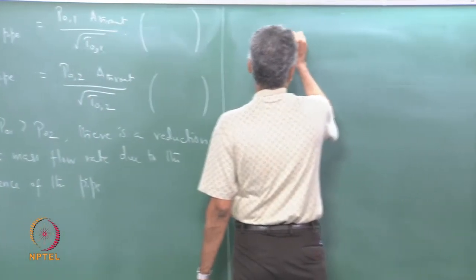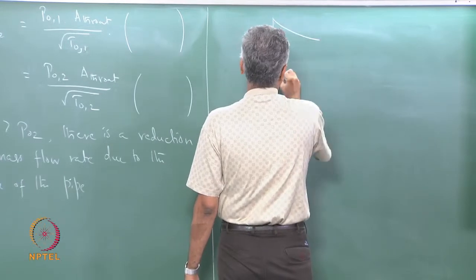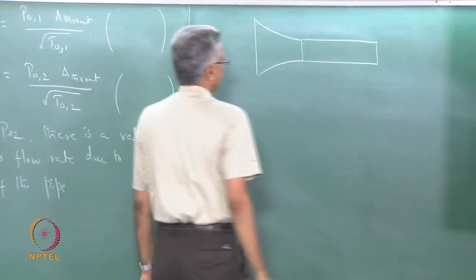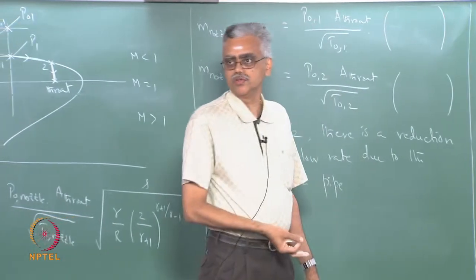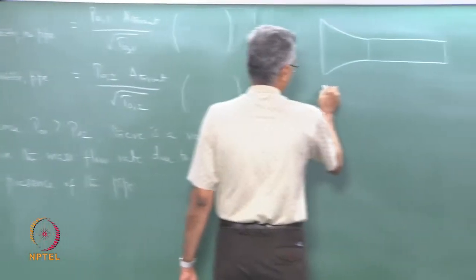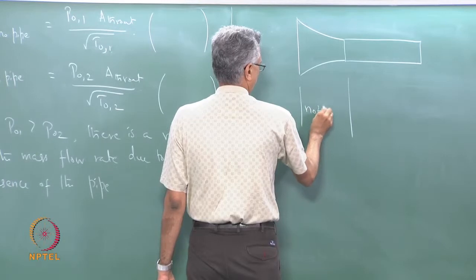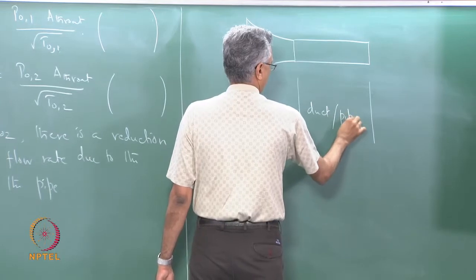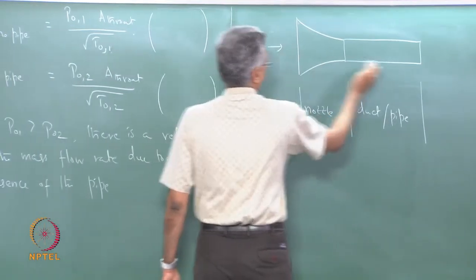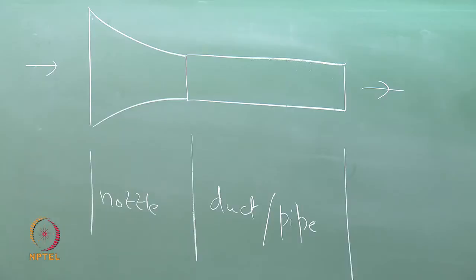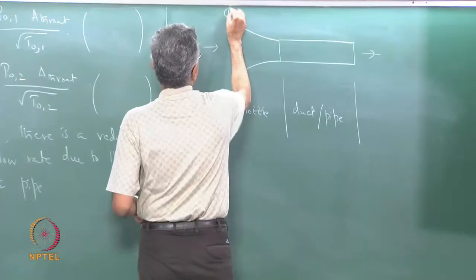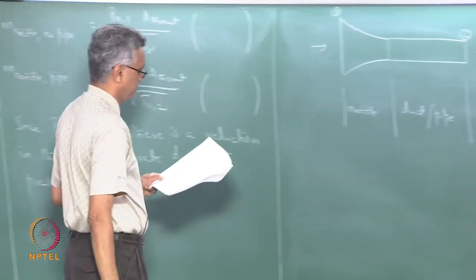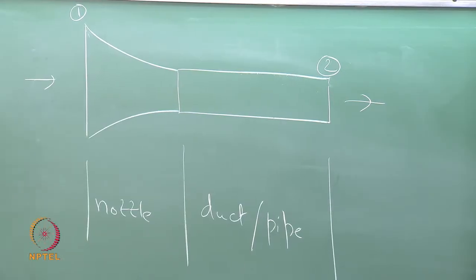Situation 2 is when we have a nozzle and then a duct or a pipe is connected downstream of the nozzle. So, this is the nozzle, and I am going to call this section 1 and this section 2, and this of course is the throat section.